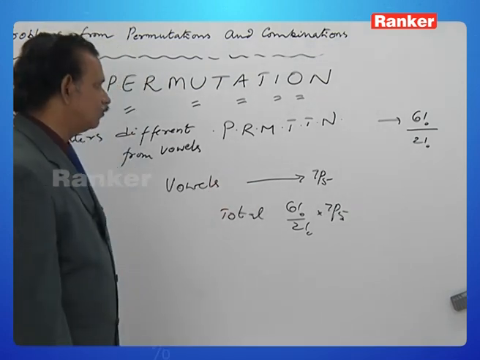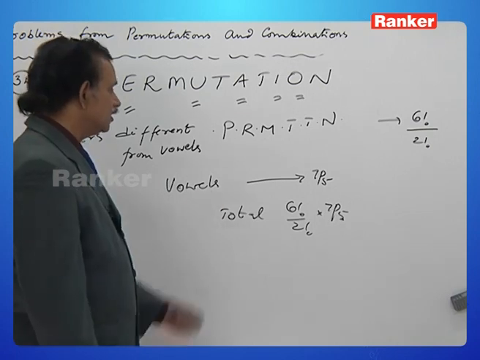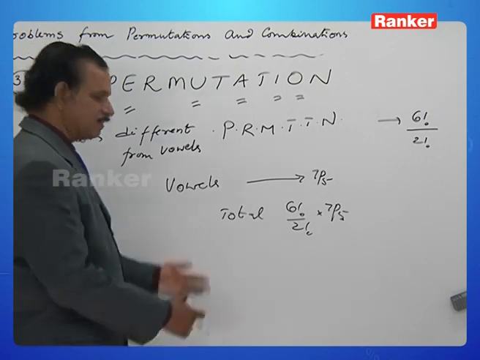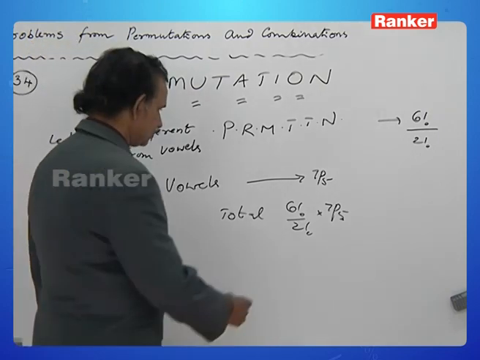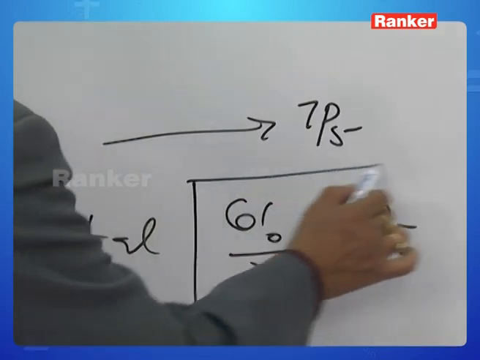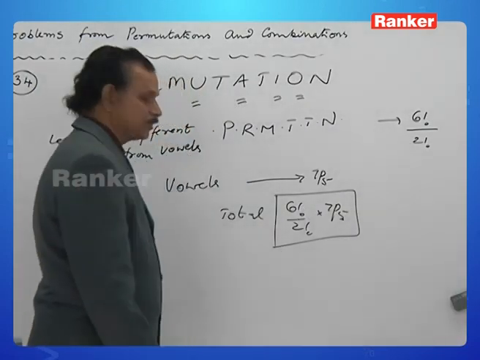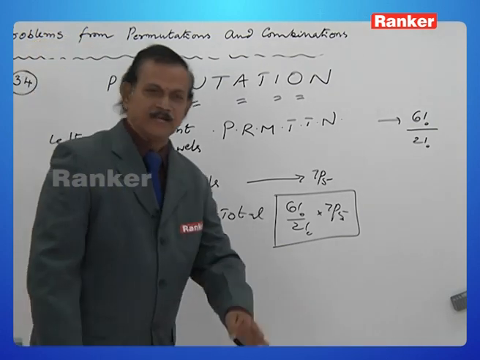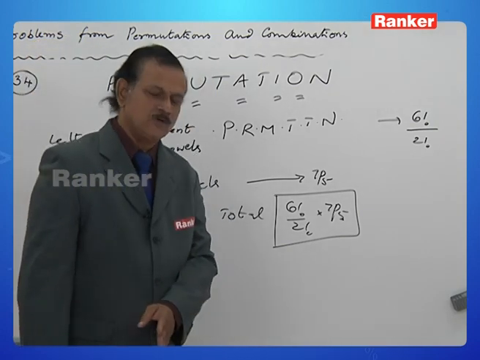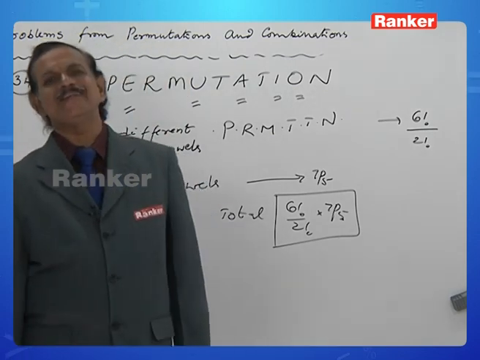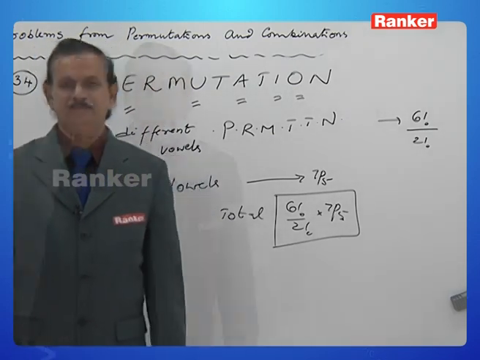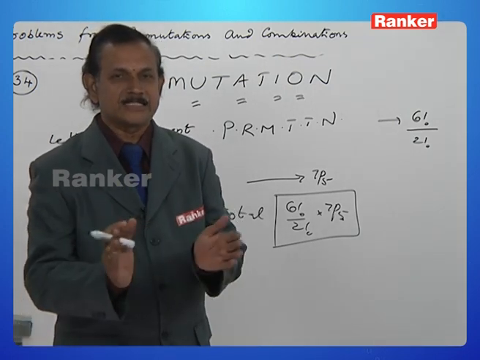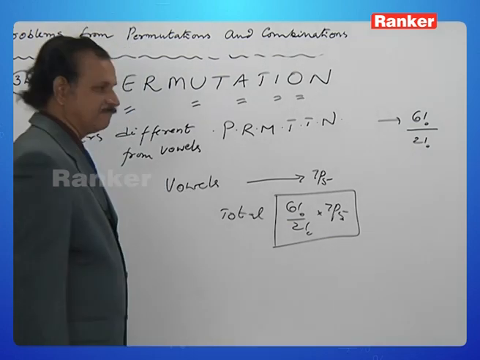Now, we find those permutations in which these two T's come together. How can you find? We shall find it in due course. Let us remember this answer: 6 factorial by 2 factorial into 7P5. This is the total number of arrangements. From this, we are now ready to subtract those arrangements in which the two identical letters are together. How to find them?